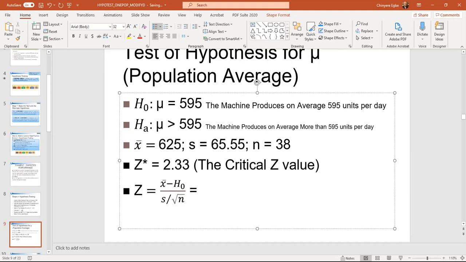So now we calculate Z. Z is X bar minus the null hypothesis divided by S over root n, which is easy to calculate. So I need you to help me out now. X bar we know is 625. The null hypothesis we know is 595. And S is 65.55. And n is 38.